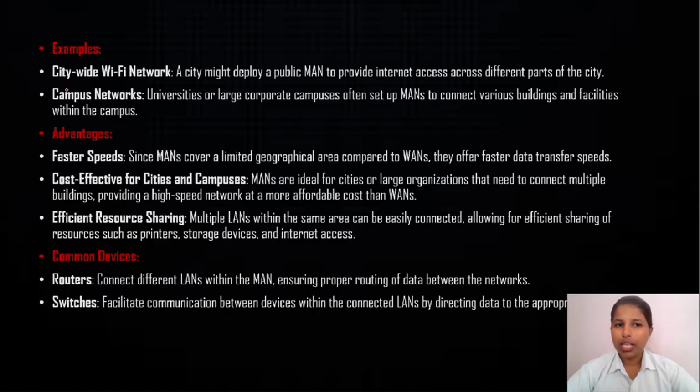So the example is, as we said, a city-wide Wi-Fi network. A city may deploy a public MAN to provide internet access across different parts of the city. So in India, we can see in different parts there is public Wi-Fi, and that is called a MAN. And the campus network. In a large university or large corporate campus, we can see a network connection, which is called a MAN, connected to the various buildings, staff rooms, and facilities within the campus itself.